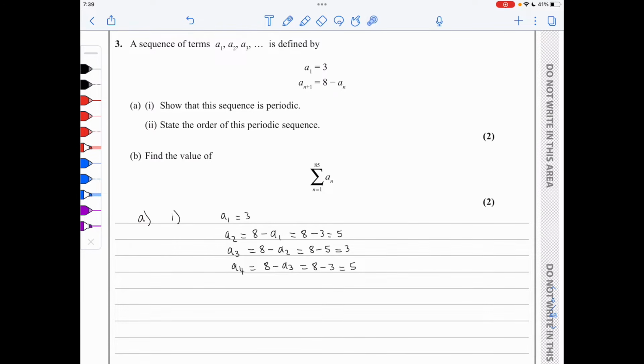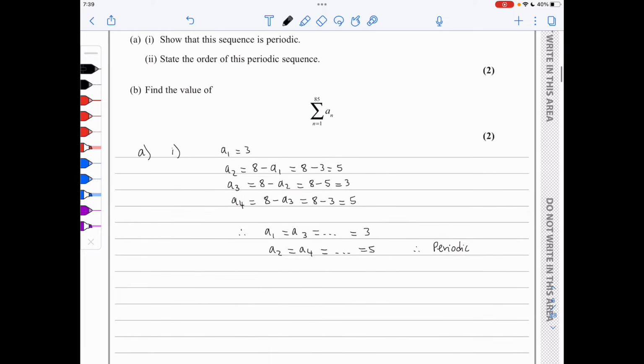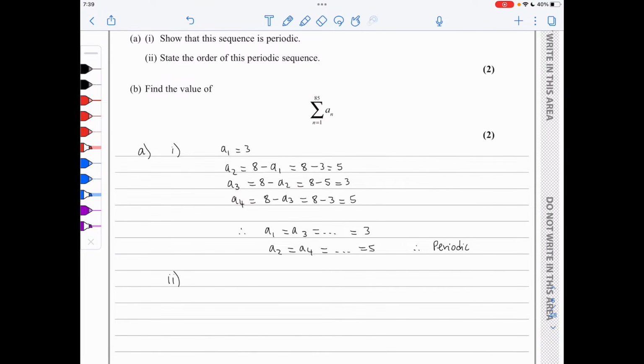And therefore, we can see that the sequence goes 3, 5, 3, 5, 3, 5. So we have that all the odd terms, a1, a3, ... are all equal to 3, and all the even terms a2, a4, ... are equal to 5, and therefore the sequence is periodic. Now for the order, well, the sequence repeats every 2 terms, so a1, a3, a5 are all the same, and then a2, a4, a6 are all the same, and therefore the order is equal to 2.